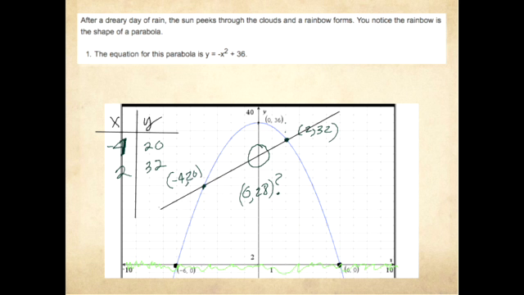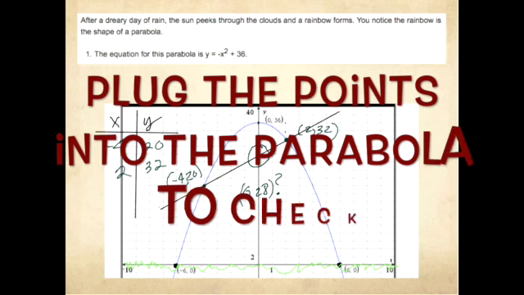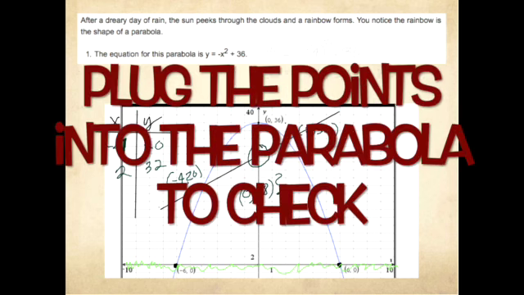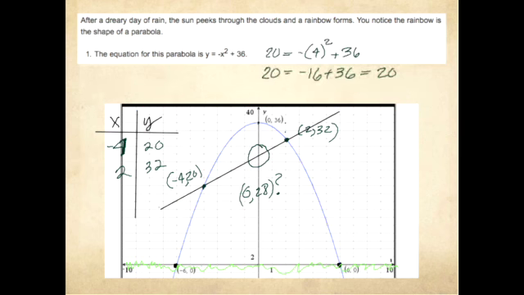So let's see. If I take these 2 points and I plug it into this equation and it works, then I know for sure that those 2 points. So I absolutely know for sure that that point is on that parabola. Now I'm going to check my other one.